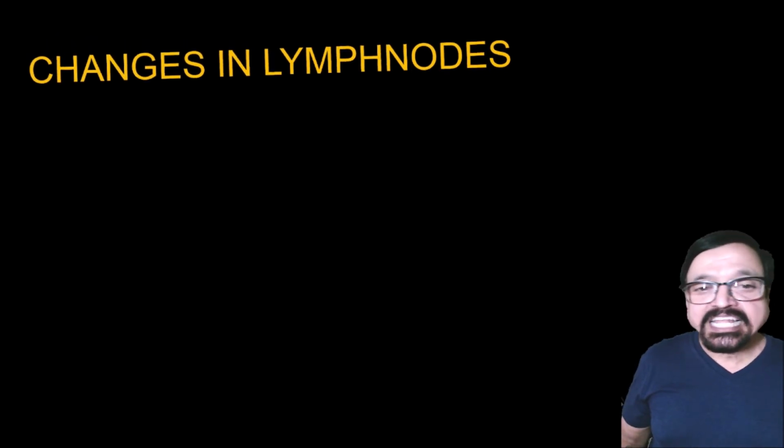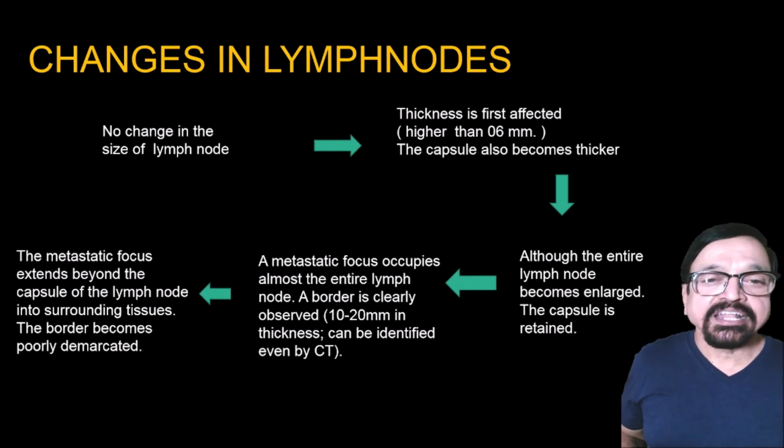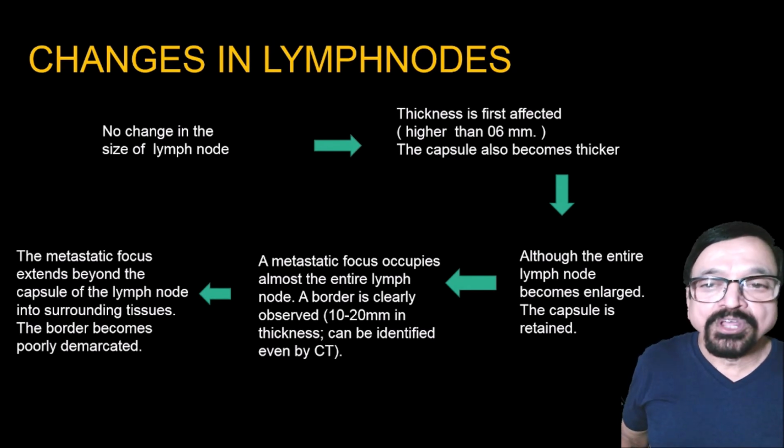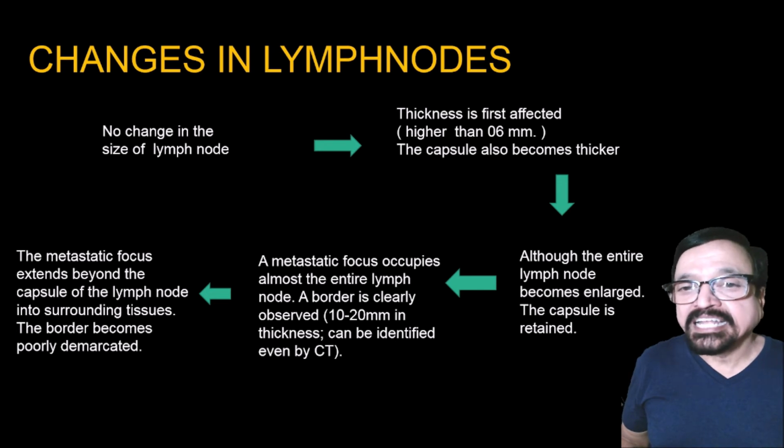Now what are the changes in lymph node that occur? Earlier there are no changes in the size of a lymph node. Then what happens is thickness is the first affected. It becomes higher than 6 mm. The capsule also becomes thicker. That is the first stage.